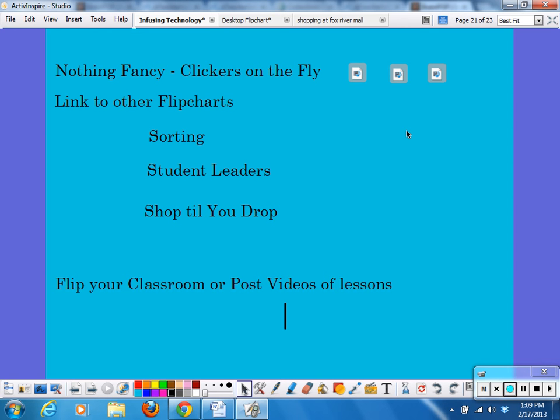So I think you can see that there are a lot of ways to use the interactive whiteboard in your classroom. There's way more things that you can build into your flip charts to make them more exciting, to make them more interactive. But the bottom line is, ask yourself, why am I doing this? Is this going to make my lesson better? Is this going to engage my students? Is this going to ultimately lead to increased student learning?